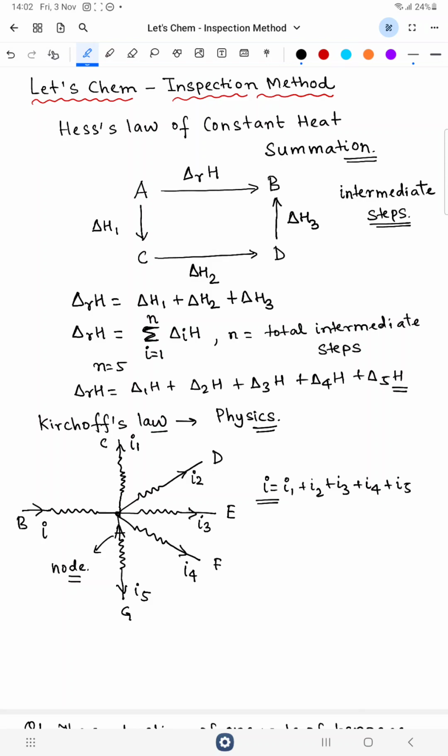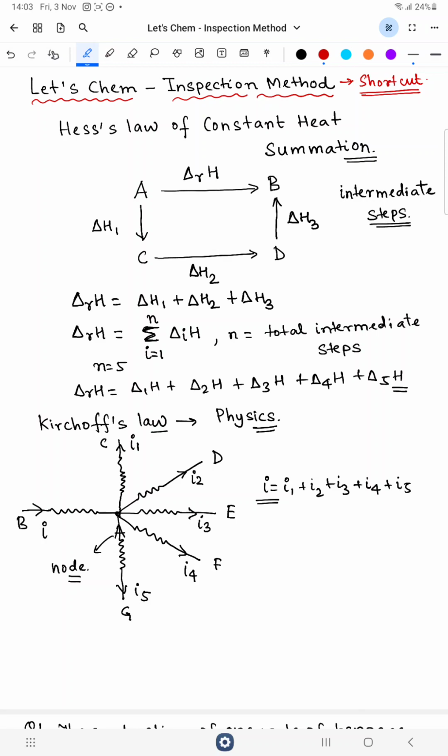Now, the inspection method is anyhow a shortcut method, but this method that I am telling you will help you in your school exams as well as in your competitive exams. I'm not saying this is the best method. You might be aware of some other methods as well, but this is the most apt method according to me. Without wasting any time, you can solve questions related to thermochemistry of what type, that I will let you know.